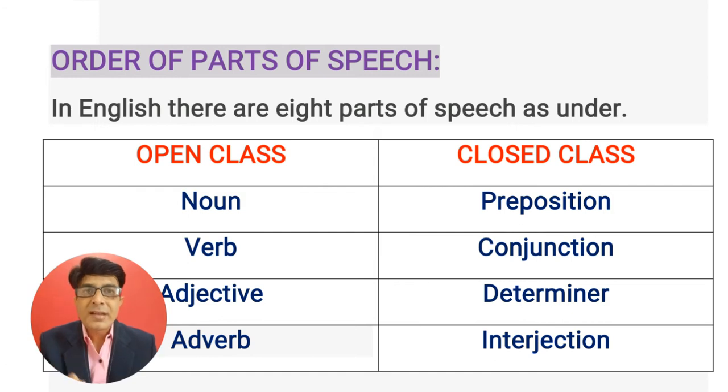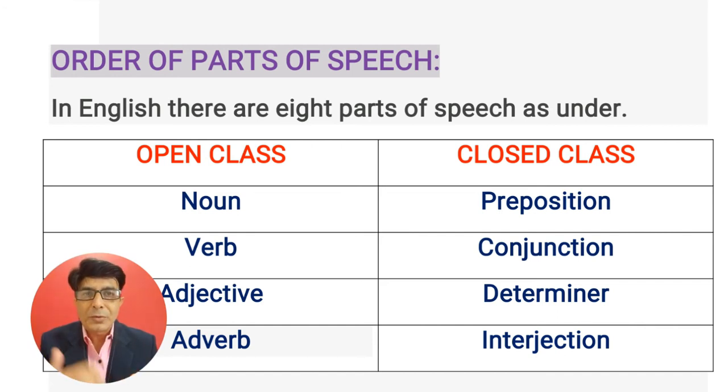Some words are nouns, some are verbs, some are adjectives, some are adverbs, some other are prepositions, some words are known as conjunctions, some are known as determiners, and some are known as interjection. Okay, these are 8 parts of speech. These parts of speech can be categorized into two categories: open class parts of speech and closed class parts of speech.